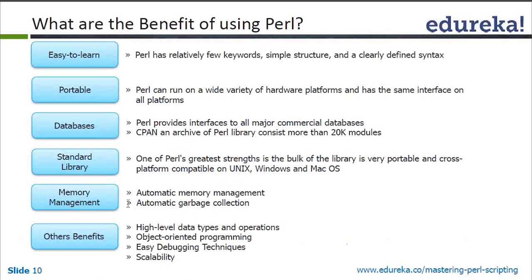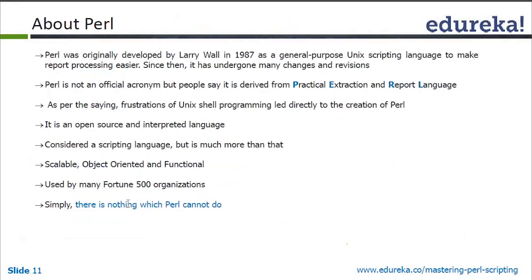So Perl was originally developed by Larry Wall in 1997 as a general purpose Unix scripting language to make report processing easier. Since then, it has undergone many changes and revisions.